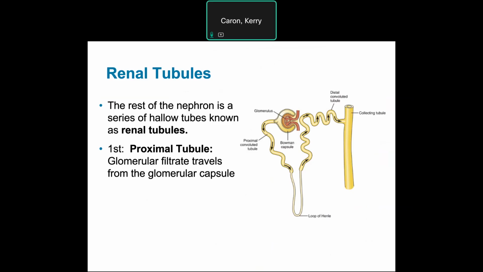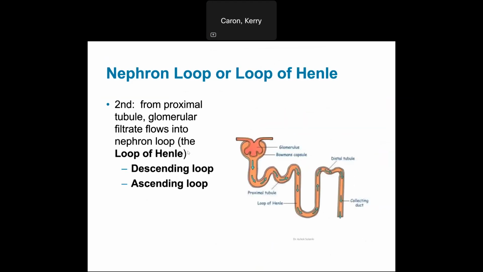Okay, so we have blood. The blood then becomes filtered. It becomes glomerular filtrate. We're not calling it urine yet. The glomerular filtrate travels from the glomerular capsule into the proximal convoluted tubule. That first section is the proximal tubule. The second section is the nephron loop, called the loop of Henle. There's a descending loop, obviously going down, and an ascending loop going up. So the loop of Henle is the second section.